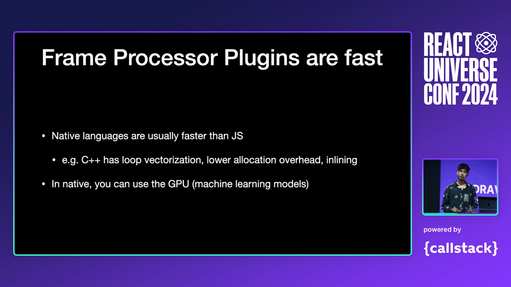But yeah, you can use the GPU. You can benefit from lower allocation overhead and all other kinds of primitives in native languages to make sure the actual processing code is fast.